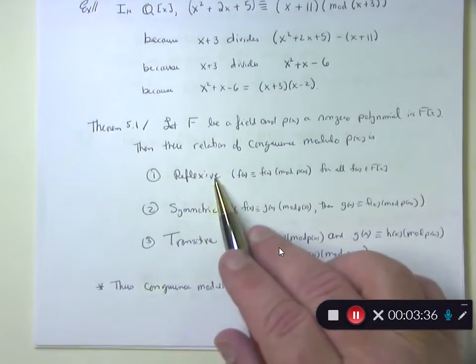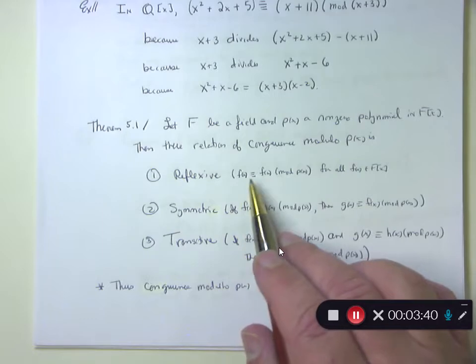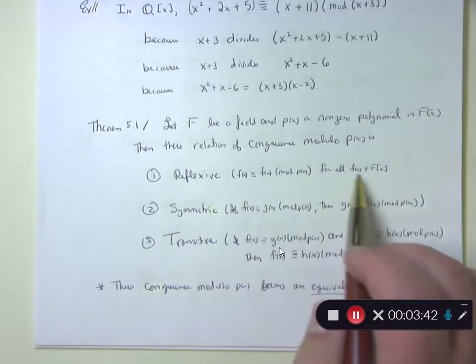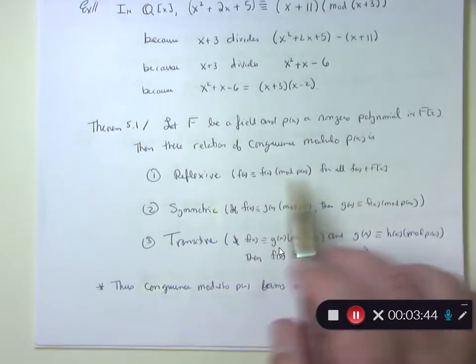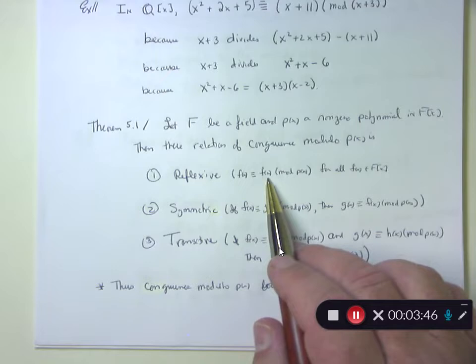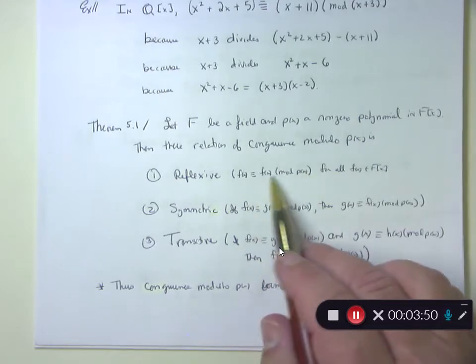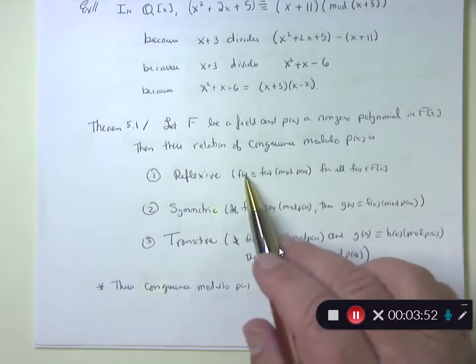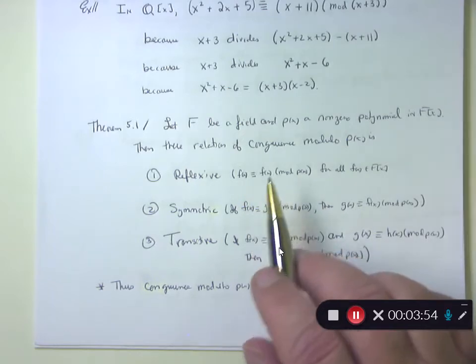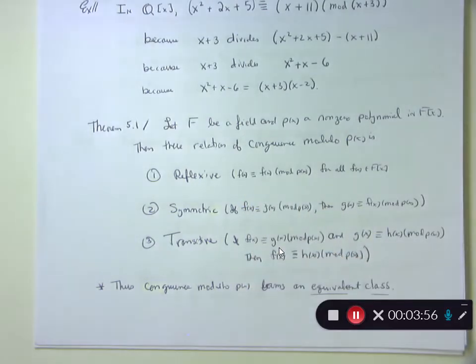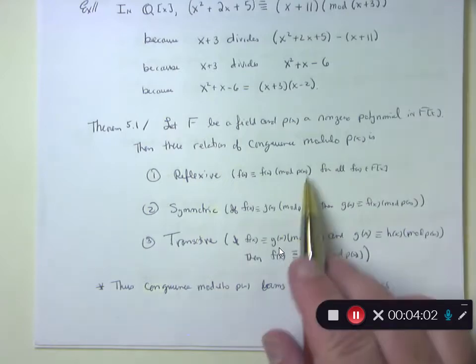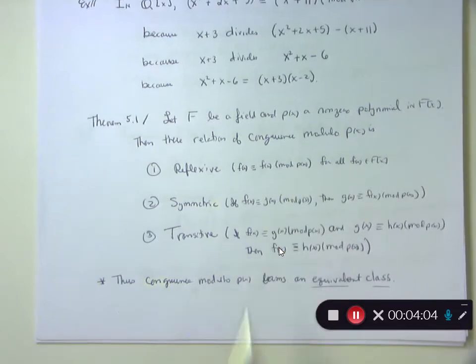You've got to be basically equivalent to yourself. So f of x is congruent to f of x mod p of x for all f of x in F adjoint x. Now, why is that true? Well, what's the definition of congruence modulo p? f is congruent to f mod p of x means that p of x has to divide f of x minus f of x. Well, last time I checked, f of x minus f of x is 0, and any non-zero polynomial divides into 0. So that's trivial.